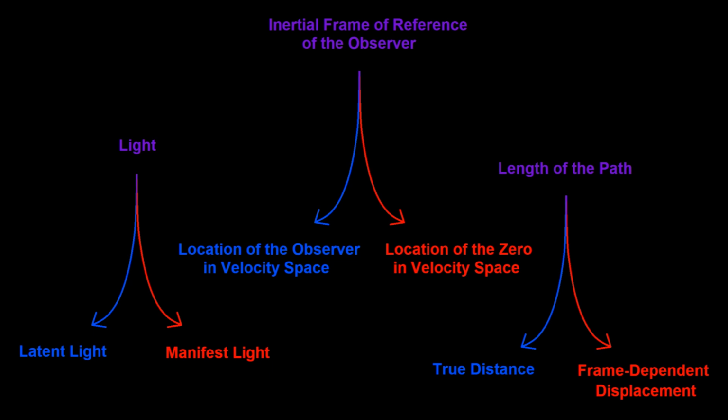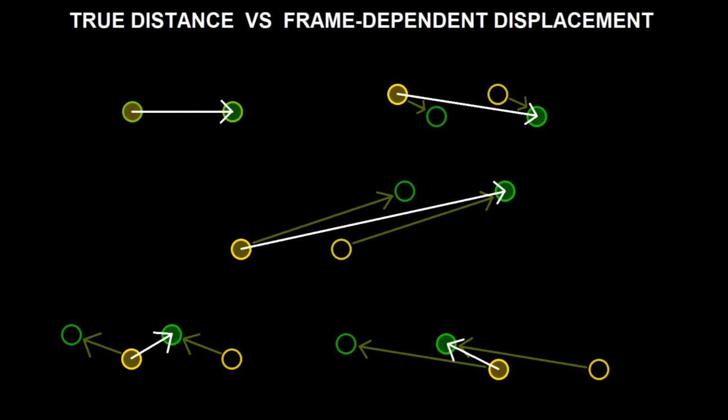Having said that, the concept of velocity space is still central to distinguishing between a true distance and a frame-dependent displacement, because the key difference is that the length of a true distance doesn't depend on where we place the zero coordinates in velocity space, whereas the length of a frame-dependent displacement does depend on where we place the zero coordinates in velocity space. Therefore, the frame-dependent displacement is relative in a way that a true distance is not, and also arbitrary in a way that a true distance is not.